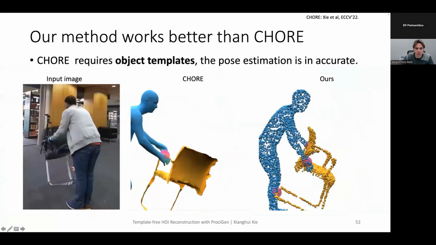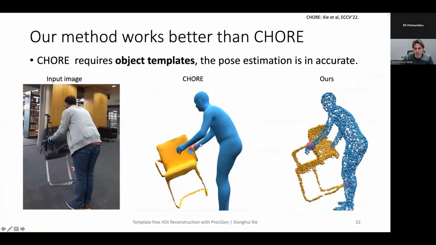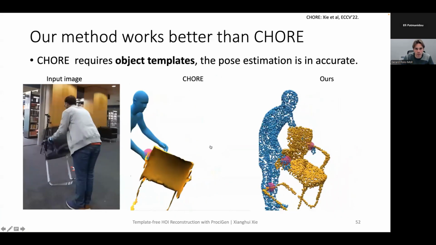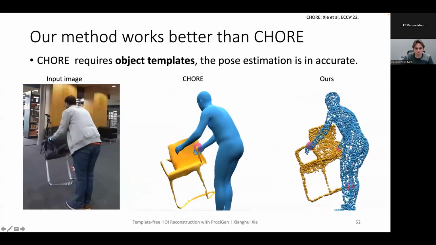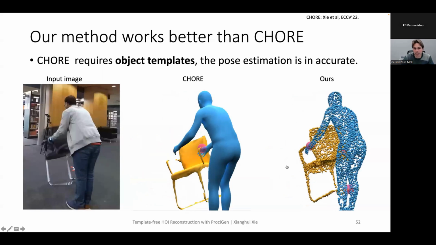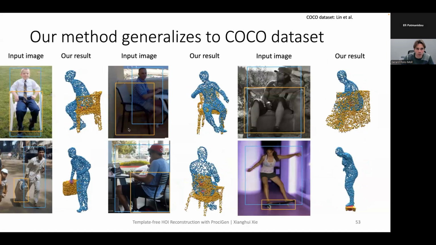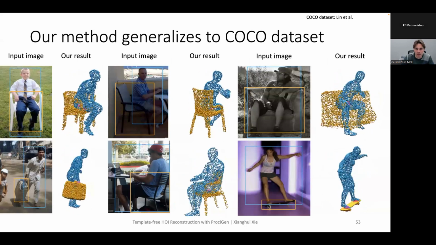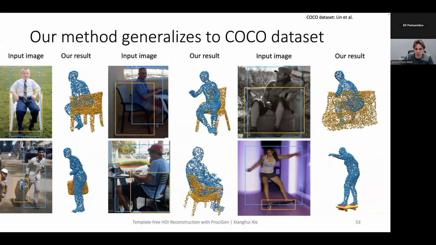Here's a comparison to our prior work, which was the state of the art in human object reconstruction. What is interesting is that we can get the same accuracy or even better, although we don't make use of any template. We don't assume we know the shape of the chair that this person is interacting with, whereas CORE, the prior work, did make use of this 3D chair template. So I emphasize we don't make any assumption about the shape of the object in these reconstructions.